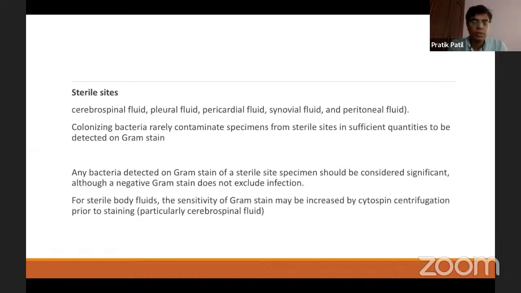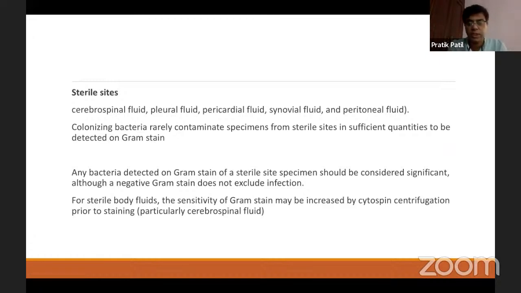So let's go into a bit of theory. The cultures we obtain can be from sterile sites, like blood, CSF, pleural fluid, pericardial fluid, synovial fluid, and peritoneal fluid. These are not routinely colonized with bacteria significantly enough to be identified on a gram stain. Any bacteria detected on a gram stain in a sterile site specimen should be considered significant, although a negative gram stain does not exclude the infection.